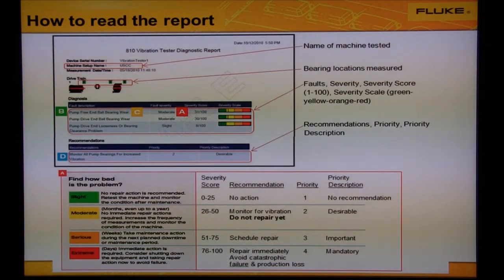Moderate means we see some wear, but we're not too concerned. We still have months to go before repair is needed. Serious means we should order parts and schedule repairs when convenient. And extreme means we're quickly running out of time. Based on the criticality of this machine, we should repair it immediately.